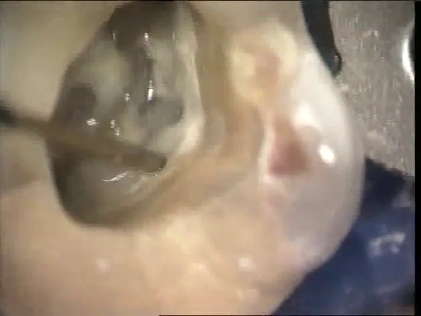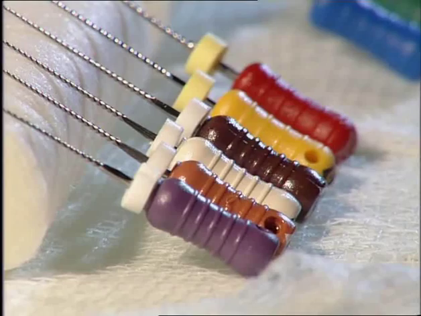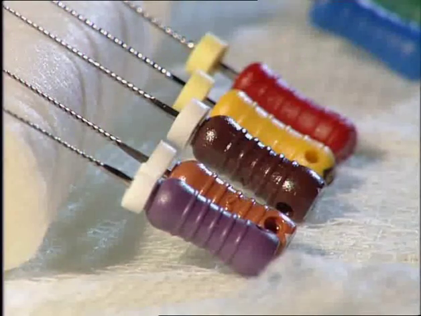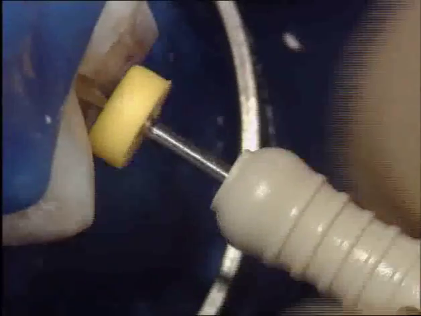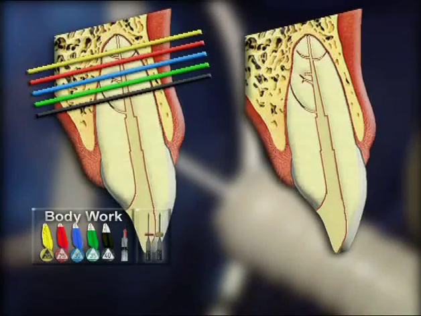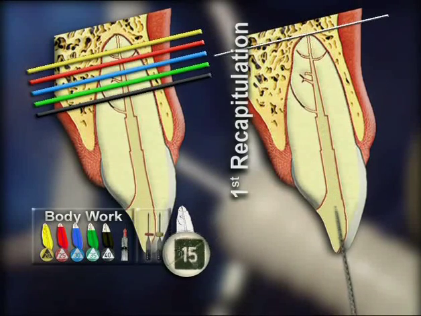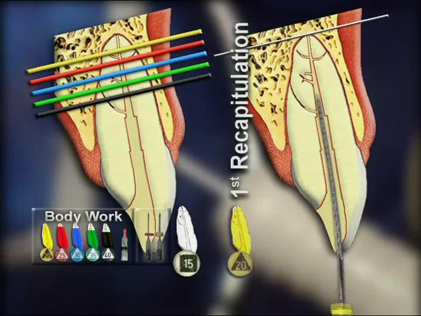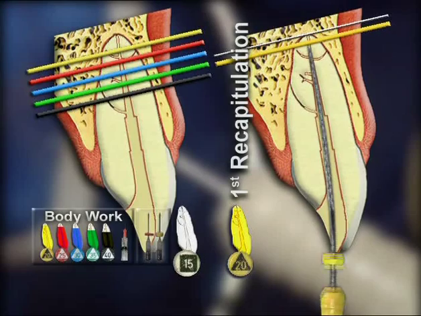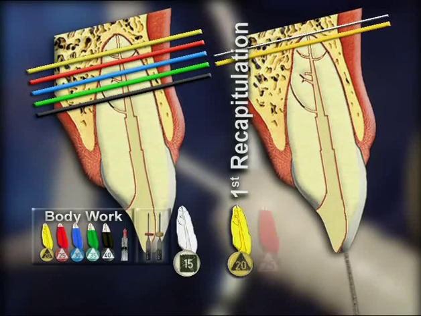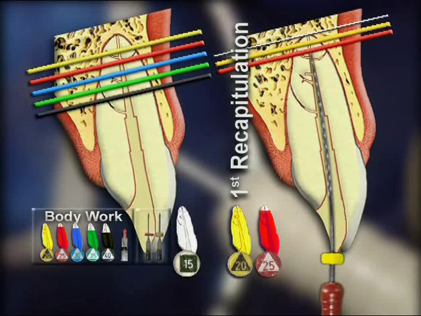After irrigation, we recapitulate for the first time. With a probing action, we replace to the apex the last instrument which has been worked to this depth, in our case, a number 15 file. The patency of the foramen is checked. We irrigate, reintroduce, and reapply every reamer in the series previously used, in most instances without any pressure.